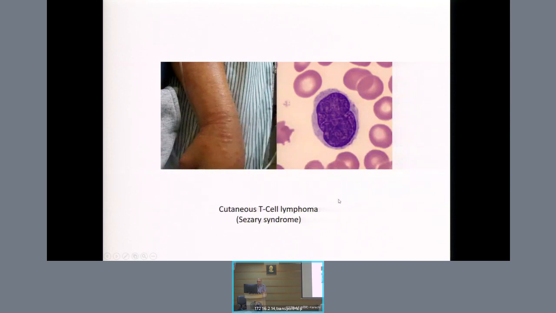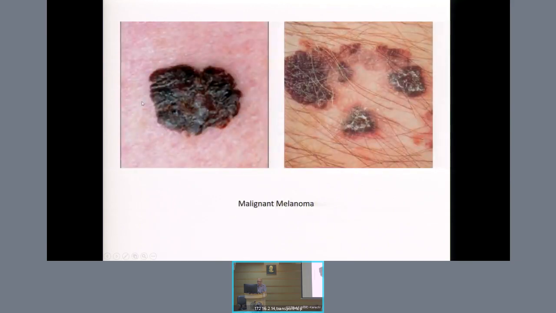This is T-cell lymphoma. You can see the tumor cells have infiltrated the skin, and in the blood these tumor cells circulate. So this particular picture is called Sézary syndrome. This is melanoma, skin cancer. It's a very aggressive type of cancer.